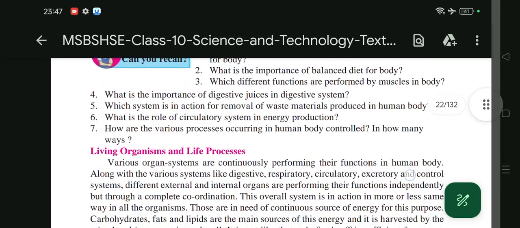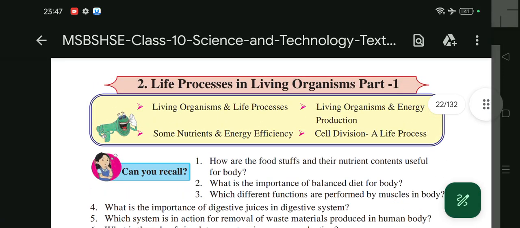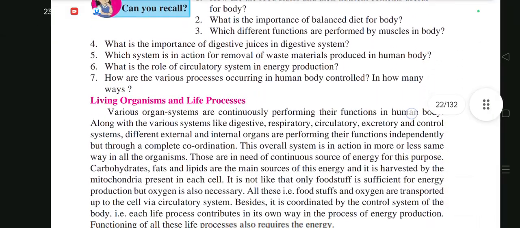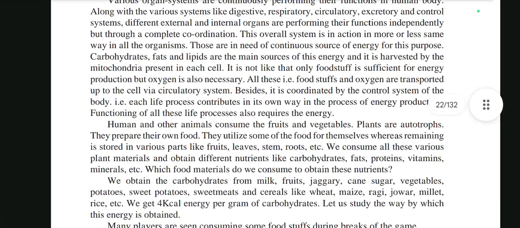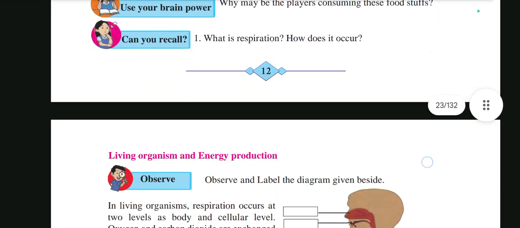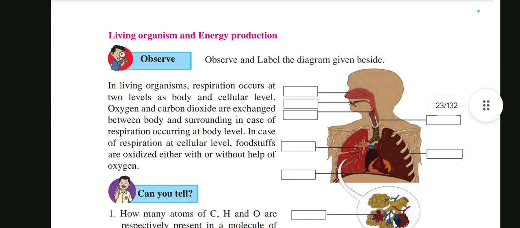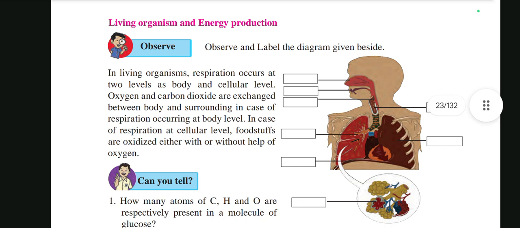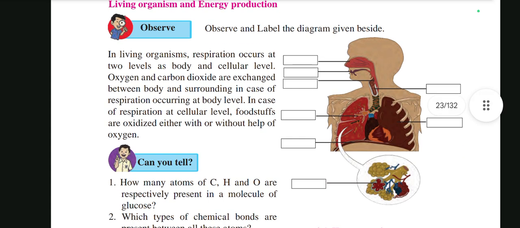We are going to discuss the topic life processes, that is the second topic from the 10th standard. Today, after the introduction, we are going to discuss the living organism and the energy productions. On screen you may see that the respiration system is there and boxes are there. In the exam, the question will be an activity based question.